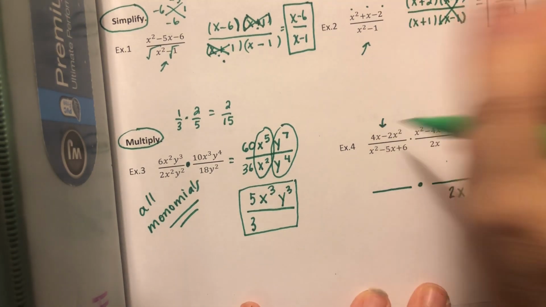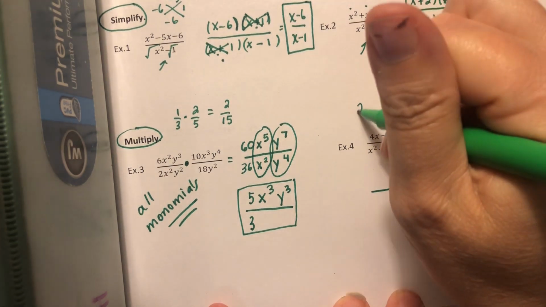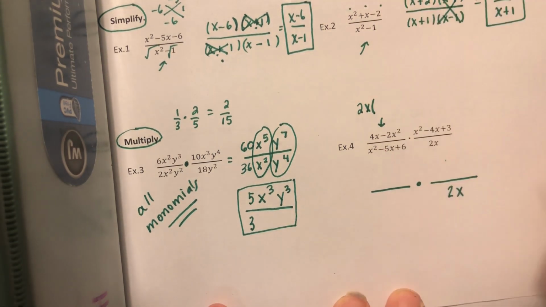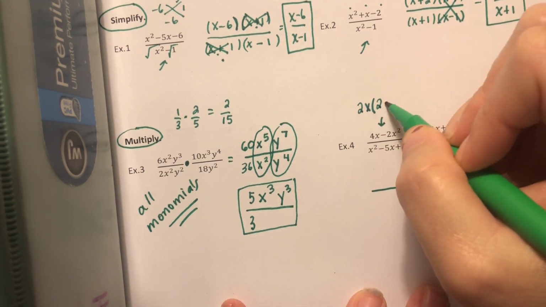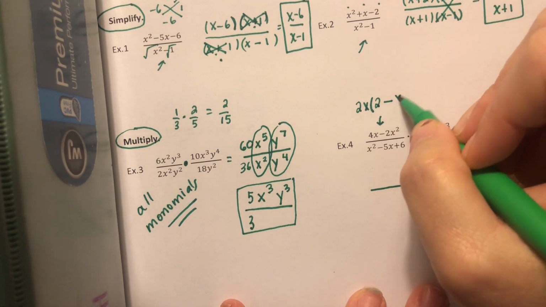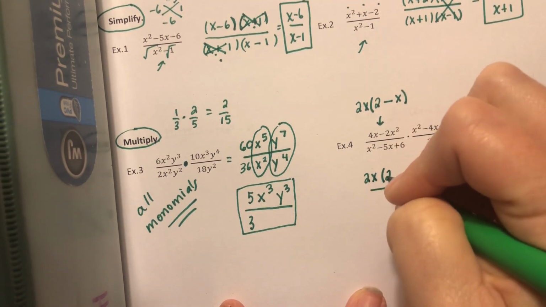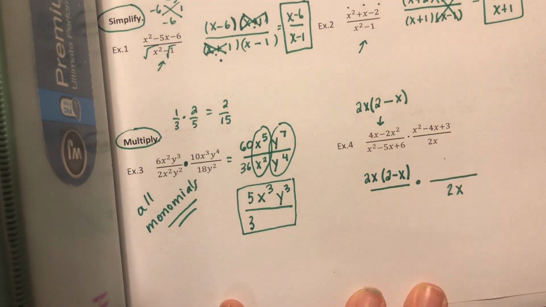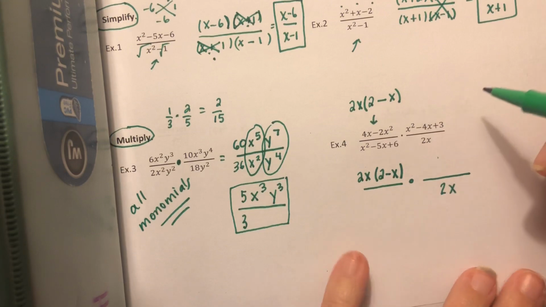So this top piece right here, it's 2 terms. It has a GCF of 2x. So if I take a 2x away from here, I'm left with a 2, and if I take a 2x away from here, I'm left with an x. So I'm going to write this as 2x times 2 minus x. These problems take a little bit, especially when you get down to these, okay?